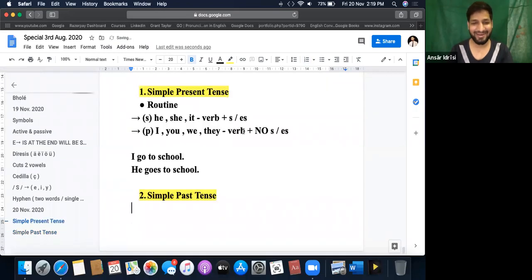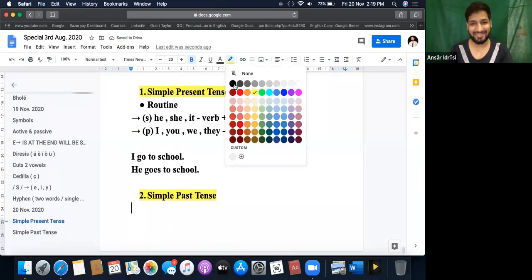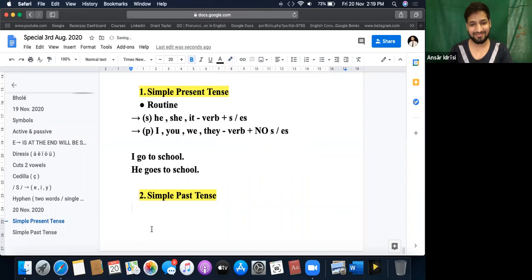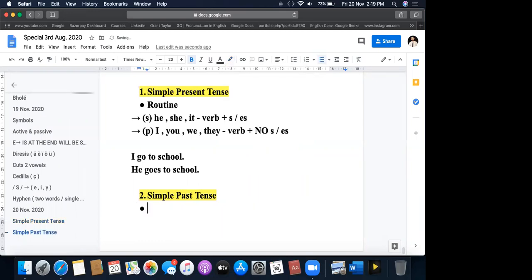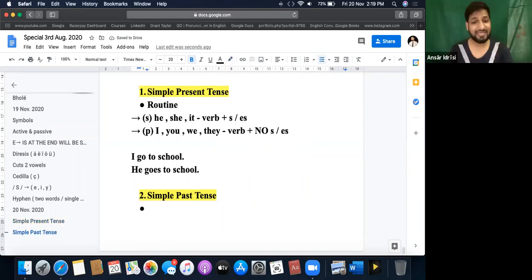So here we go. Now, when do we use simple past tense? When something has been done recently. For the recent past, we are going to use the simple past tense. Remember this.